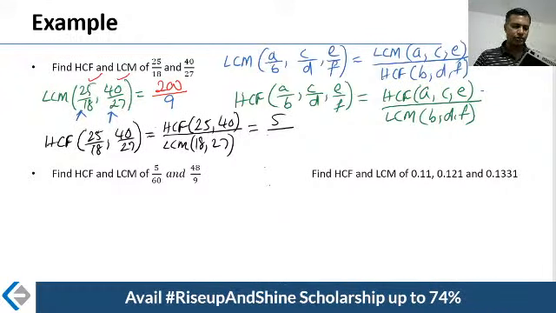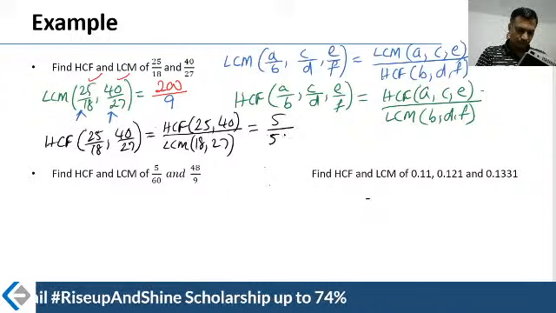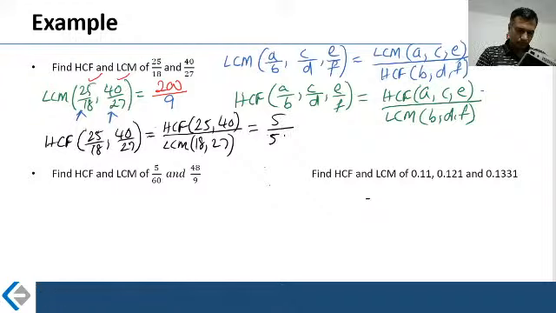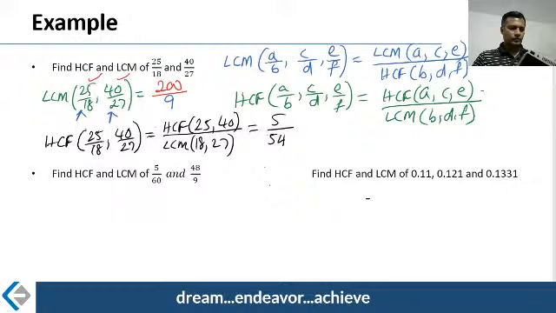What is the LCM of the denominators? The LCM of 18 and 27, which is nothing but 54. That forms the HCF of the given fractions.